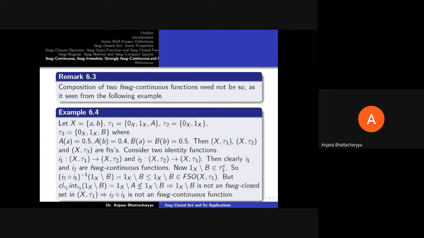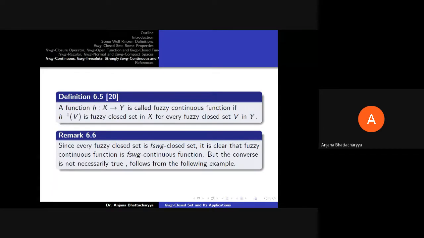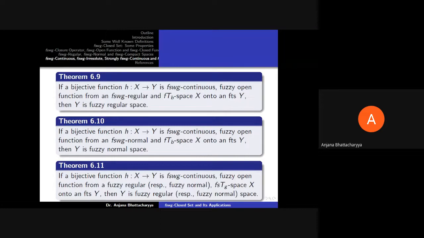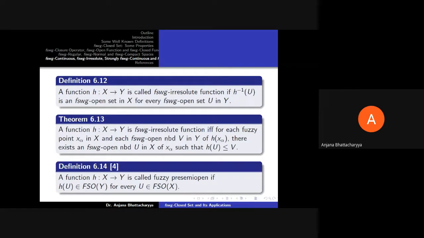The composition of two FSWG continuous functions need not be FSWG continuous, which follows from this example. We all know the definition of fuzzy continuous function, so we can conclude that a fuzzy continuous function is FSWG continuous but not conversely, which follows from this example. But if h1: X to Y is FSWG continuous and h2: Y to Z is fuzzy continuous, then the composition is FSWG continuous. These are some applications of these functions.